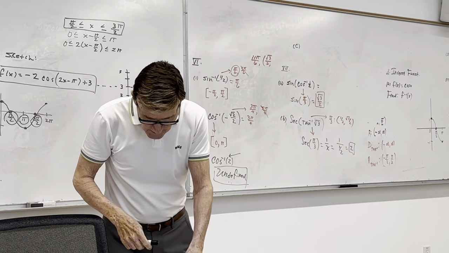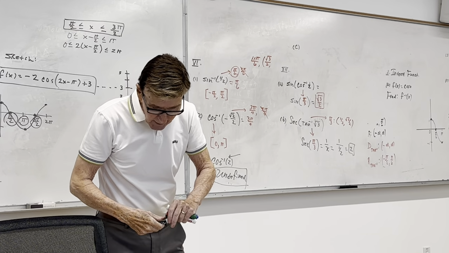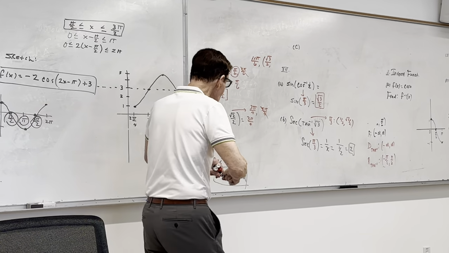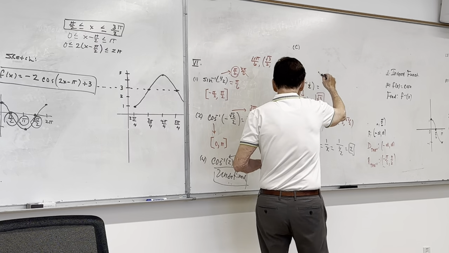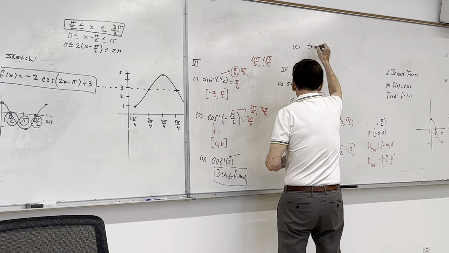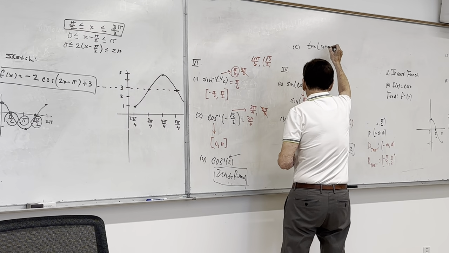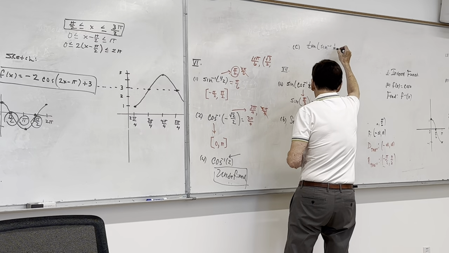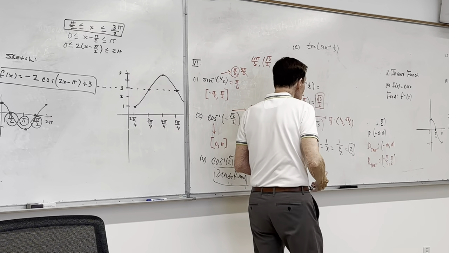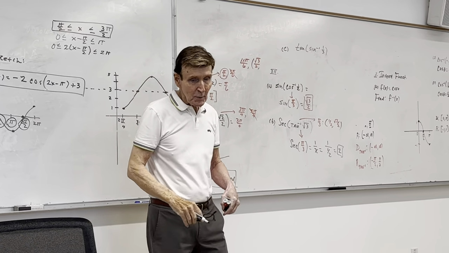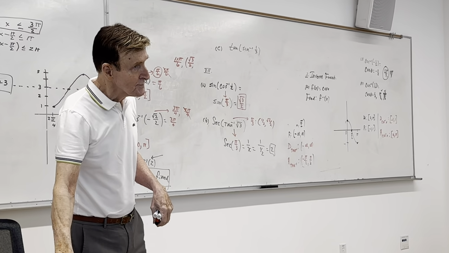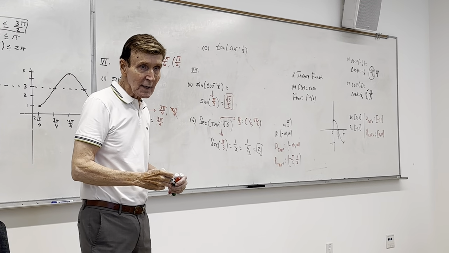Okay. Last one, then we'll take a break, guys. Number 3. Shane? This is the last one, tangent of the inverse sine of 1/3. Now, this is where it gets interesting. Before the break, it's going to get interesting.